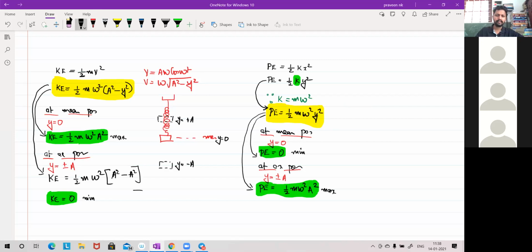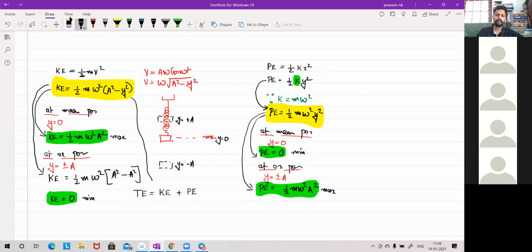What should I say for the general expression for total energy? Total energy is the kinetic energy plus the potential energy. Yes. If we have to find out the total energy of the simple harmonic motion, we will have to say it is the sum of kinetic energy and potential energy.